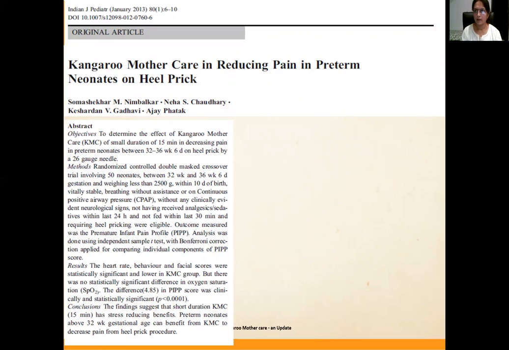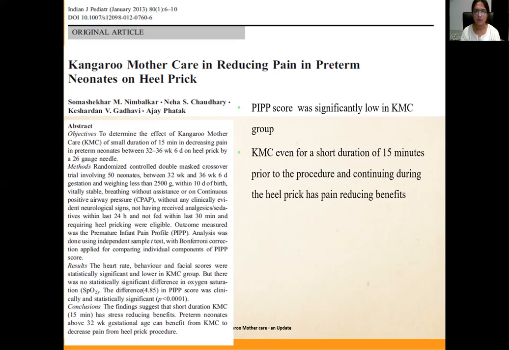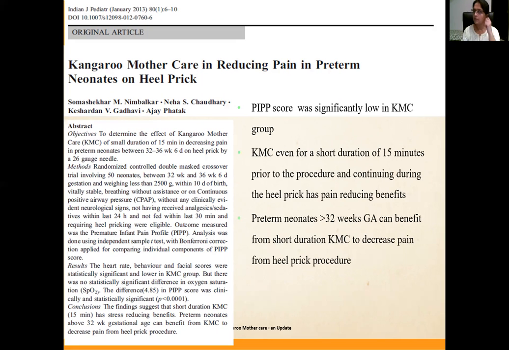So this paper suggests kangaroo mother care reduces the pain in preterm neonates on heel prick. What they are saying is that KMC, given even for a short duration of only 15 minutes before the painful procedure and then continued during the heel prick, has pain reducing benefits. And preterm neonates who are more than 32 weeks gestational age can benefit from a short duration of KMC to decrease the pain from the heel prick procedure.